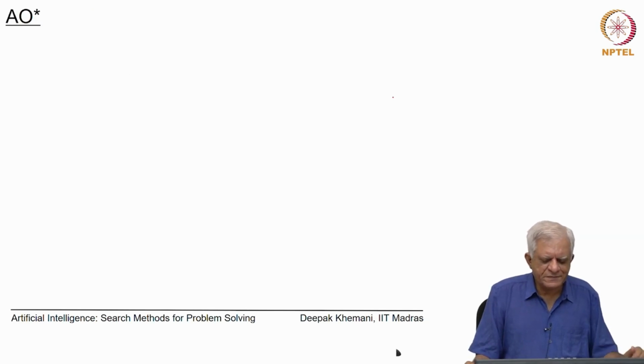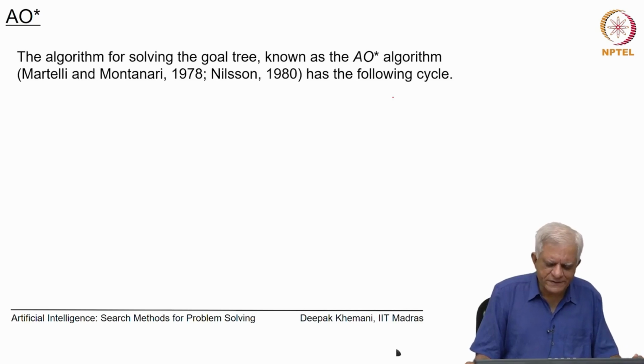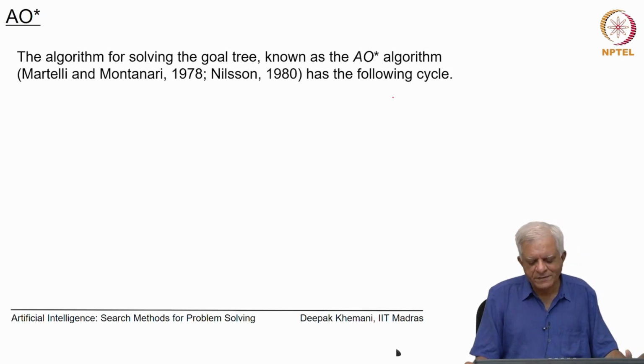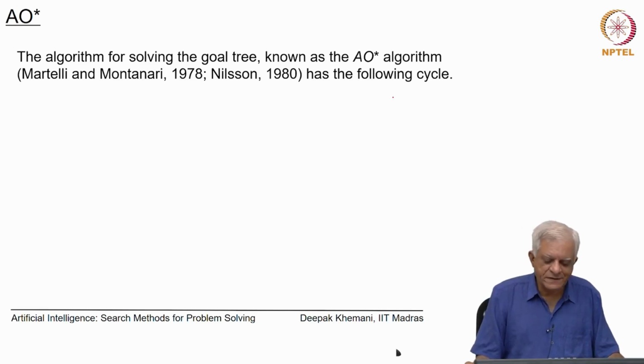So, let us see a small example for this algorithm called AO star, and for the record it was invented by Martelli and Montanari in 1978, also mentioned by Nilsson, who was at Stanford, one of the pioneers in AI and one of the first textbooks that I studied and many people studied were written by Nilsson.